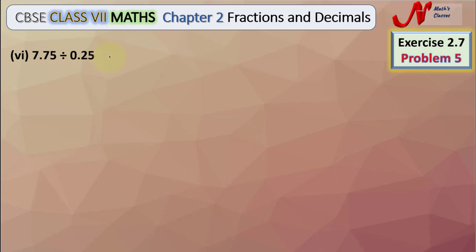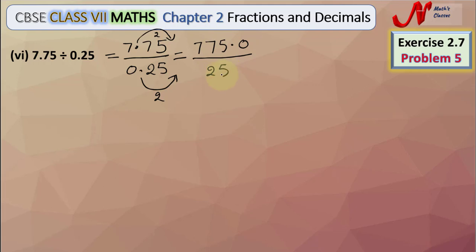7.75 divided by 0.25, which can be written as 7.75 by 0.25. Now shift the denominator's decimal point two places to the right. Similarly, we shift the numerator's decimal point to the right by two places. So it can be written as 775.0 by 25.0. It can be written as 775 by 25.